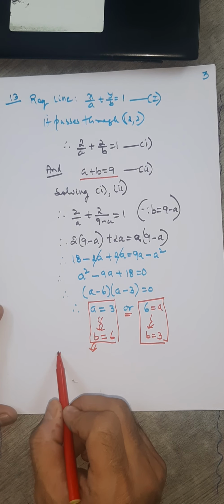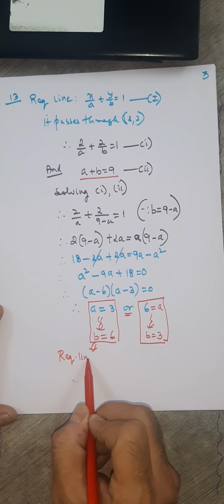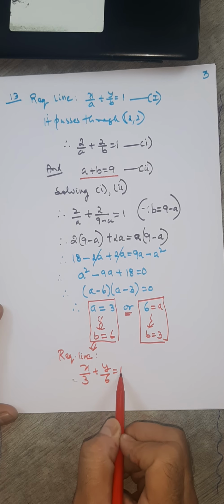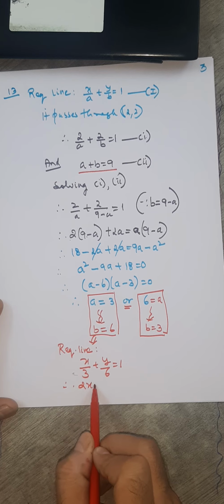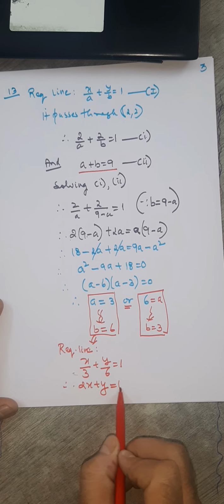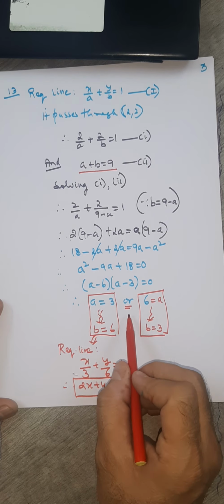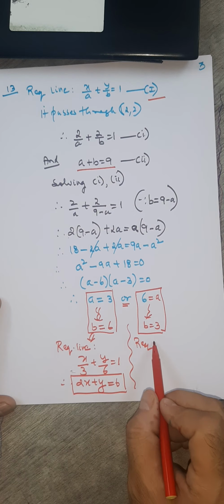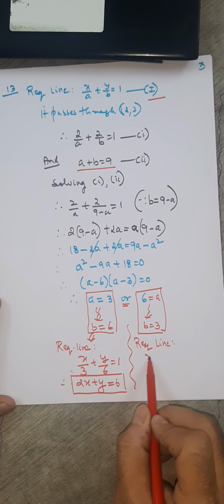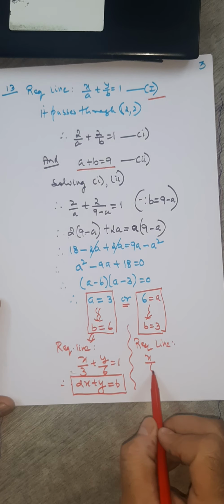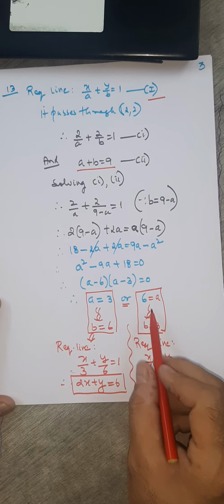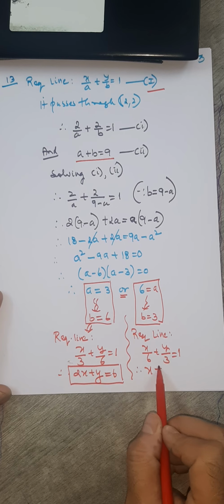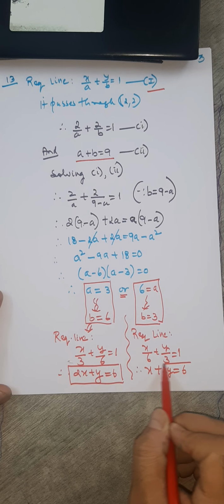And from this, the required line, from which equation? By 1: x upon 3 plus y by 6 equals 1. I'll take 6 as LCM, so 2x plus y equals 6. One line is this. Or the other line, by 1 again, the main one: the required line is x upon a, what is a? 6, plus y upon b, which is 3, equals 1. So what we'll get here? x plus 2y, 6 is LCM here, equals 6.